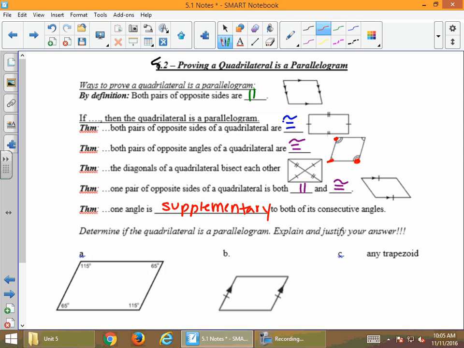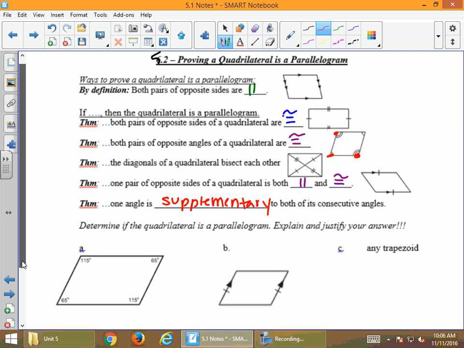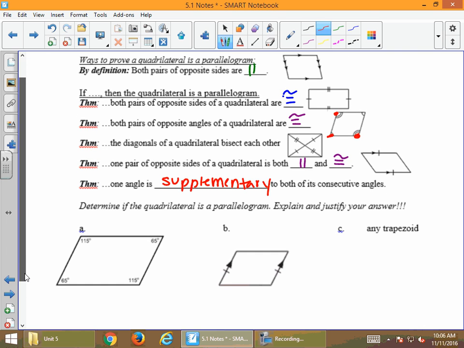Questions over there? So taking those properties from yesterday. If two angles that are next to each other add up to 180, it has to be a parallelogram. Can't it be like a rectangle? A rectangle is a parallelogram. Oh. And we'll talk about that on Monday. Questions? Other questions? Those are good questions.